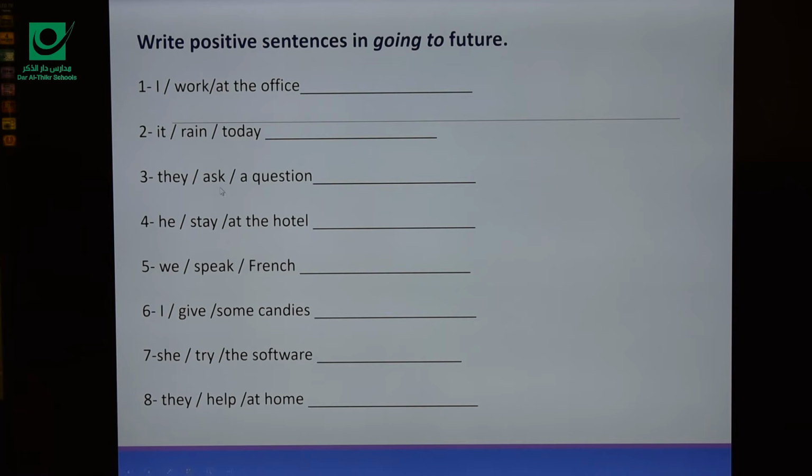3, they ask a question. We start with they. They takes what here? Am, is, or are. Exactly. They are going to ask a question. He stay at the hotel. We can say he, of course, takes is: he is going to stay at the hotel.